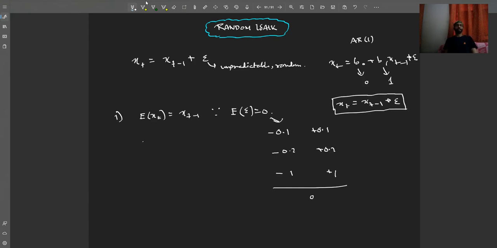If you take xt plus 1, the best guess will be xt, whose best guess is xt minus 1. So all the expected x values are basically equal to a constant. So the first condition of covariance stationary is fulfilled. Now let us look at the second condition.